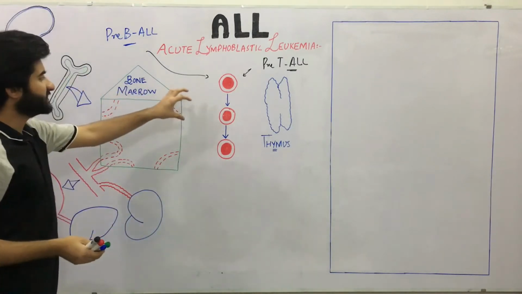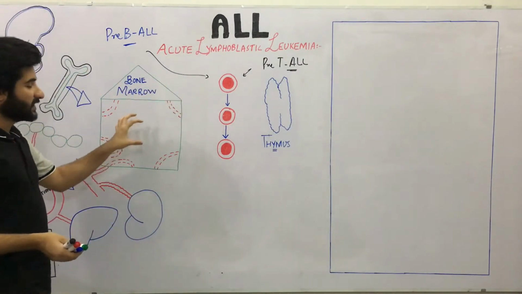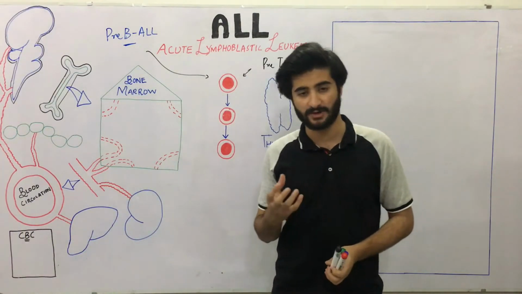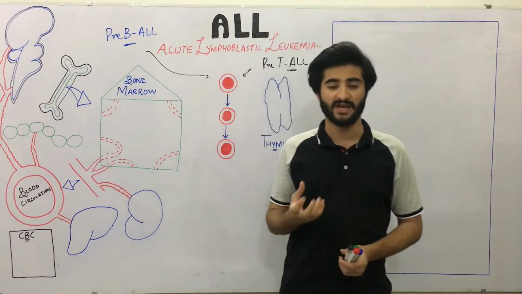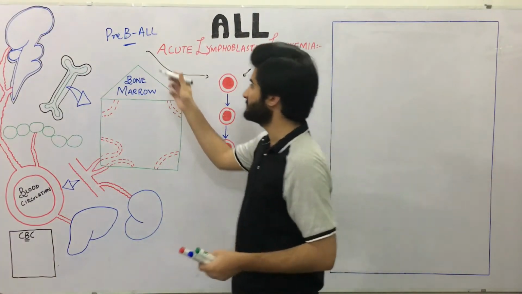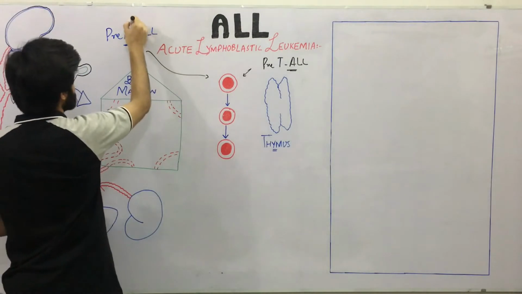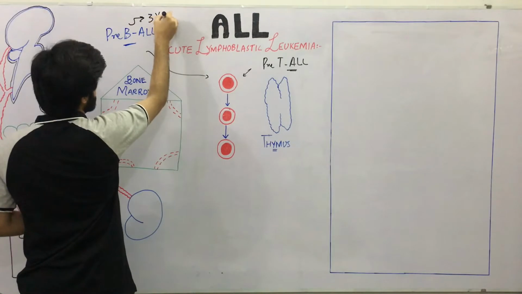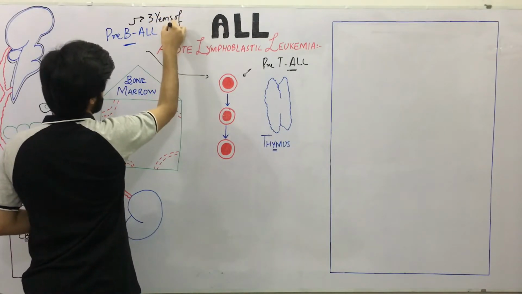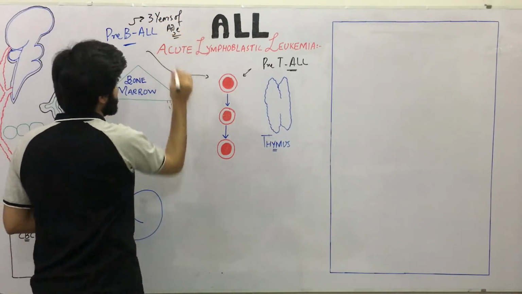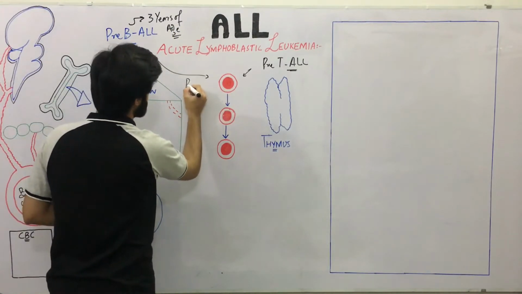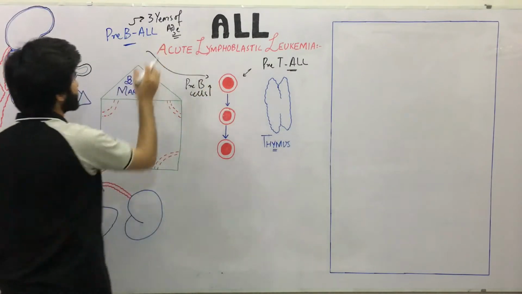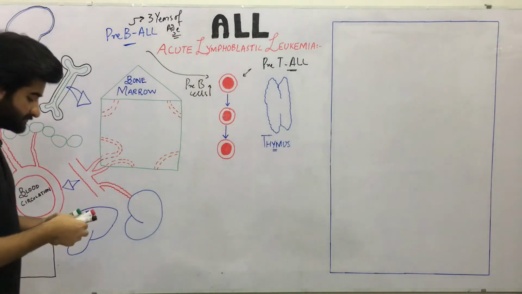As the precursor B cell develops in the bone marrow, the amount of precursor B cells is maximum in the body in childhood. So this disease, pre-B-ALL or precursor B cell ALL, mostly occurs in childhood, or peaks at 3 years of age. Why? Because the amount of precursor B cells is greatest in childhood, at 3 years of age.